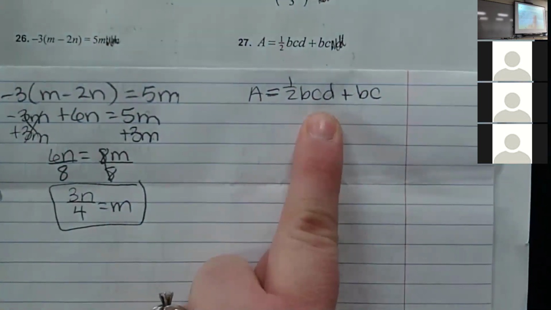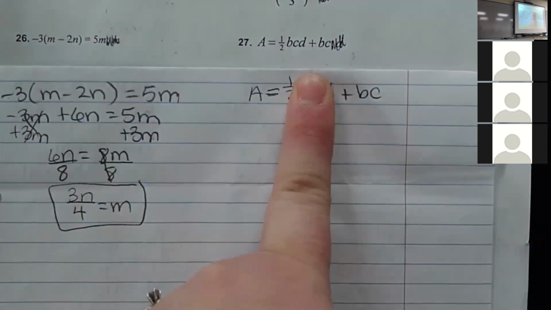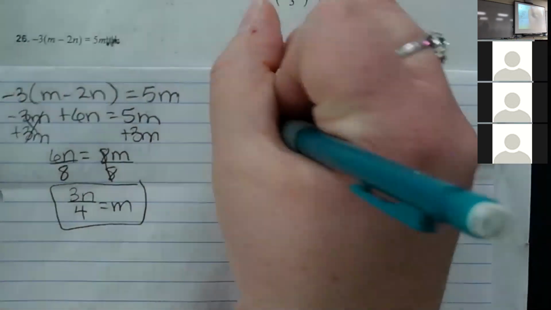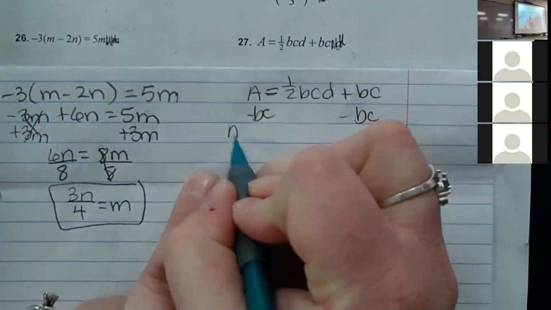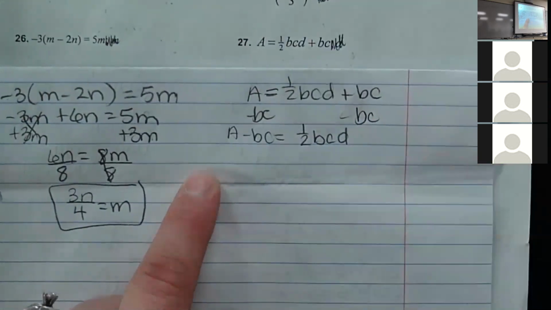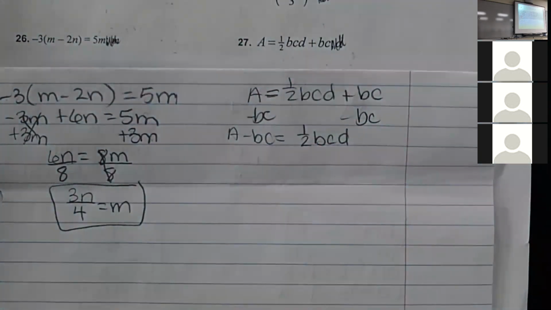Okay, so I'm going to get this one by itself. So how do I get rid of that plus bc? Subtract it. So I have a minus bc equals 1/2 bcd. Whew. Let's get rid of the one half.